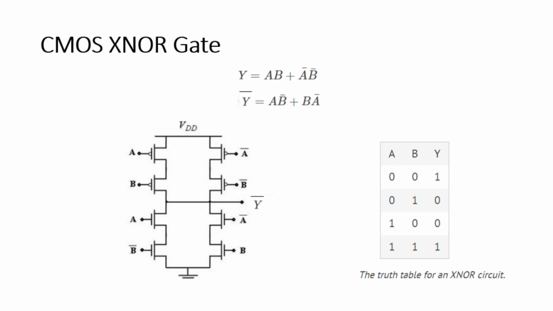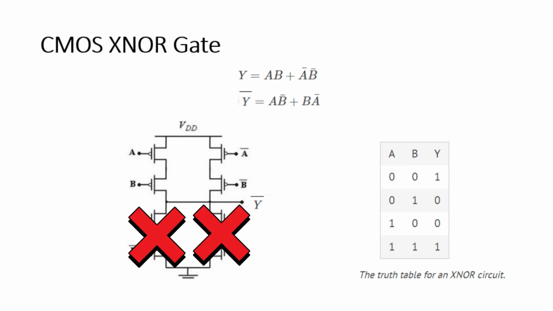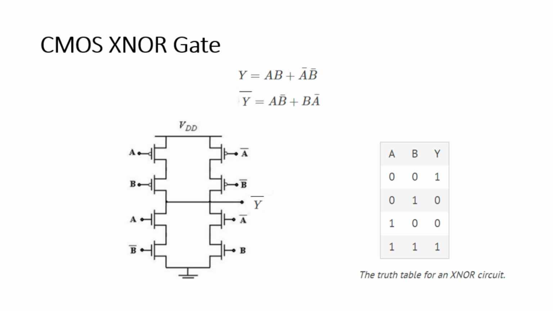And for the last part, A is 1 and B is 1. Neither this part nor this part in the pull down network is turned on, and in the pull up network, this part will not be turned on, but this part will be turned on because we are giving A equal to 1 and B equal to 1, and both are complemented inputs here. So in this case, A bar will be 0 and B bar will be equal to 0. So this network is turned on and the output produced will be VDD. So this confirms our construction of the exclusive NOR gate.